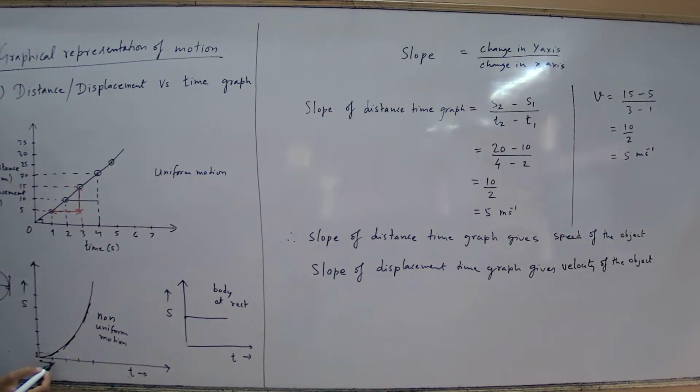Right? But if you look at this one, this time, what is the distance covered? Is the distance covered same? No, right? For the first time interval, distance covered is only this much. For the second time interval, from here to here, distance covered is this much. This is more. For the next time interval, distance covered is even more. Right? So it is non-uniform.